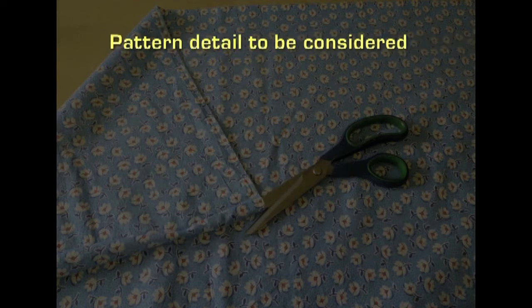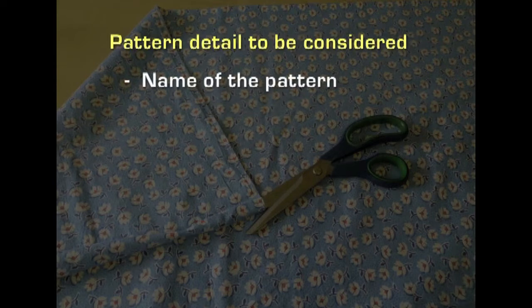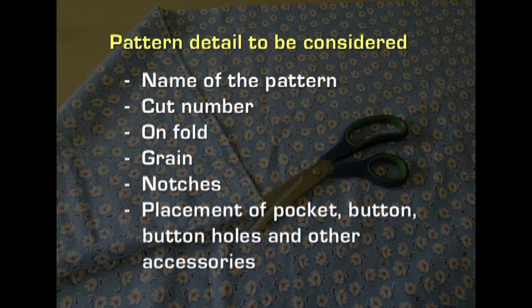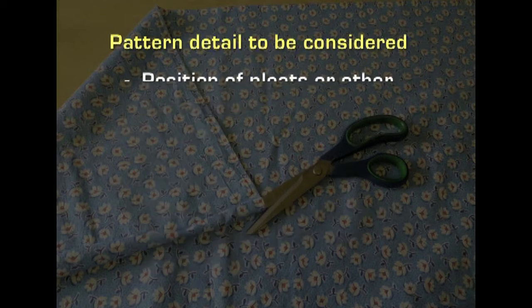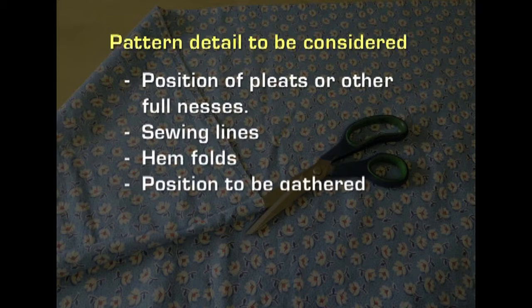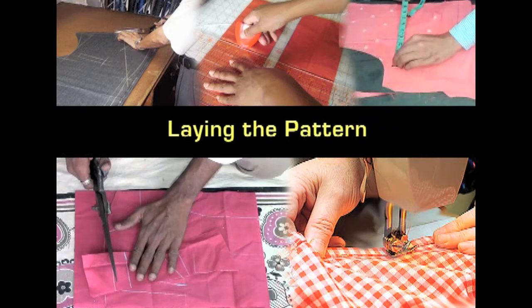Coming to the pattern details to be considered. The pattern details that need to be considered are name of the pattern, cut number, on fold, grain, notches, placement of pocket, button, buttonholes and other accessories, position of pleat or other fullness, sewing lines, hem folds and position to be gathered. Let's see about laying the patterns on the fabric.